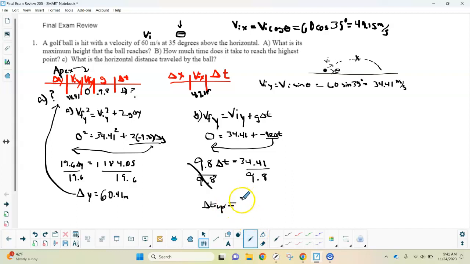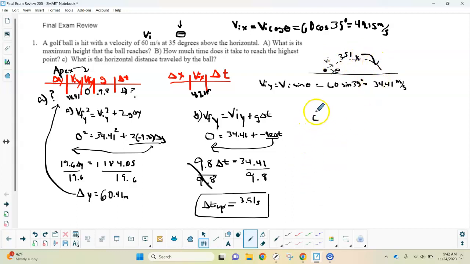So it's 3.51 seconds. And that is actually what they're asking for in part B. They want to know how long does it take to reach the highest point. So that's 3.51 seconds going this way, going up. It also is going to take the same amount of time coming down.